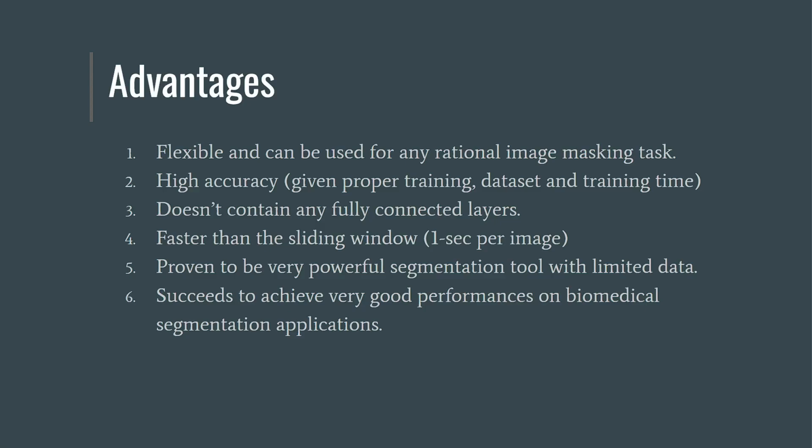Now, why are we using UNet? Because it gives us some advantages. It is flexible and we can use any rational image for this job, and UNet gives us high accuracy. It doesn't contain any fully connected layers. It has separate convolutional layers, and also it is faster than a sliding window. Especially in medical image analysis, UNet is regarded as the best humankind has ever seen.